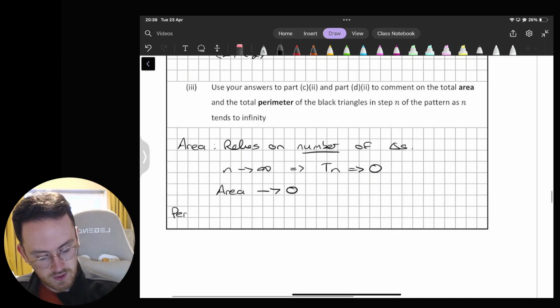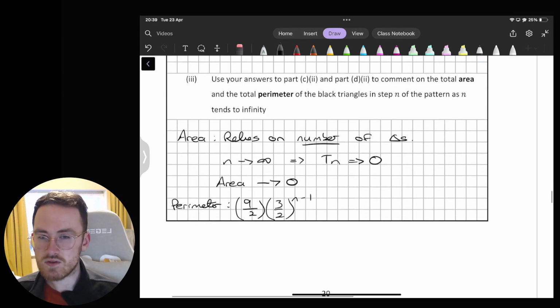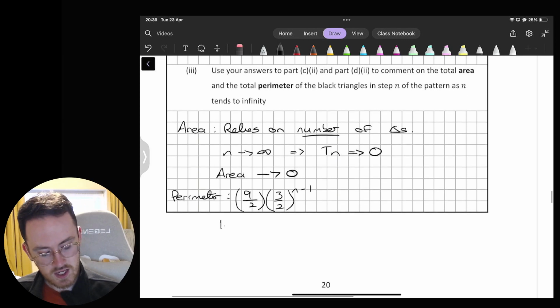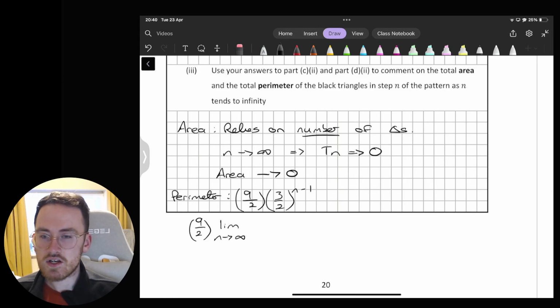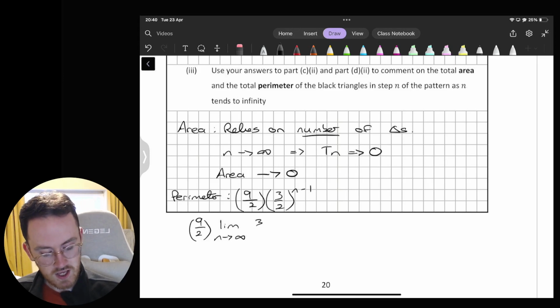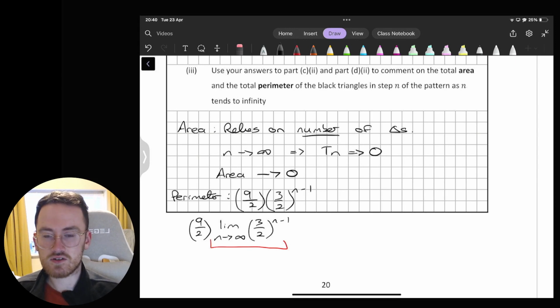In terms of the perimeter, we can look again at the term that we have here, which is 9 over 2 and then 3 over 2 to the power of n minus 1. And we can look at what happens to this fraction as n approaches infinity. So if I take my limit as n approaches infinity of this term, the 9 over 2 is a constant part. It's not going to impact my limit, particularly because there's no n part to it. So really we're focusing on this part here. And we could even take out a factor of 3 over 2 there as well if we wanted to.